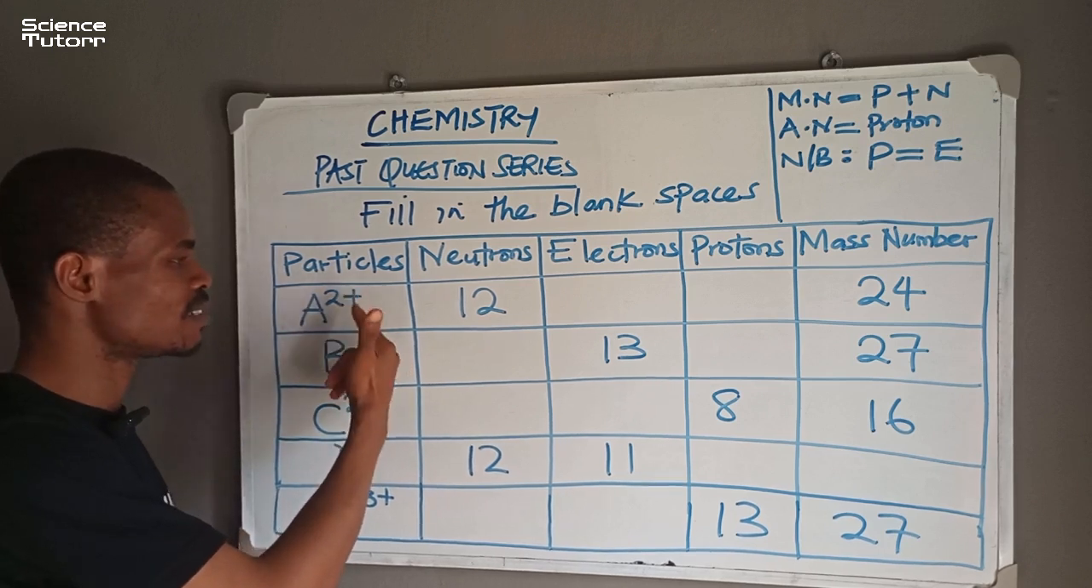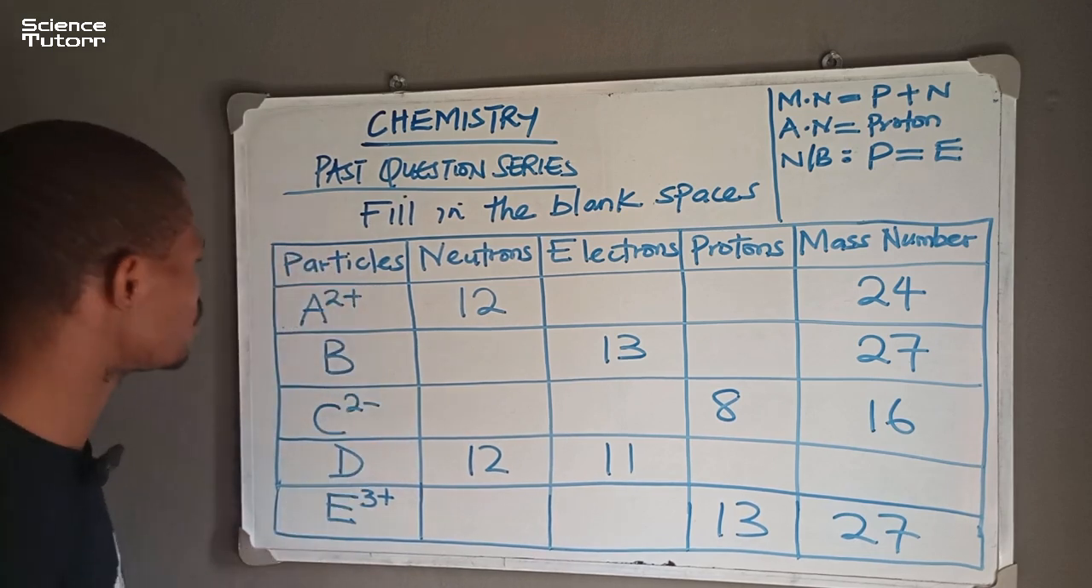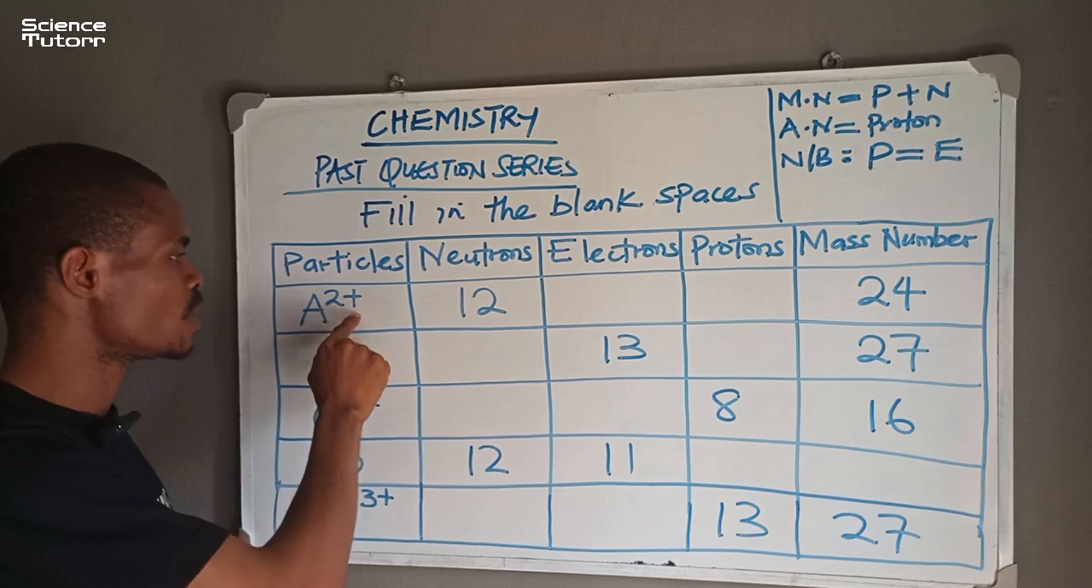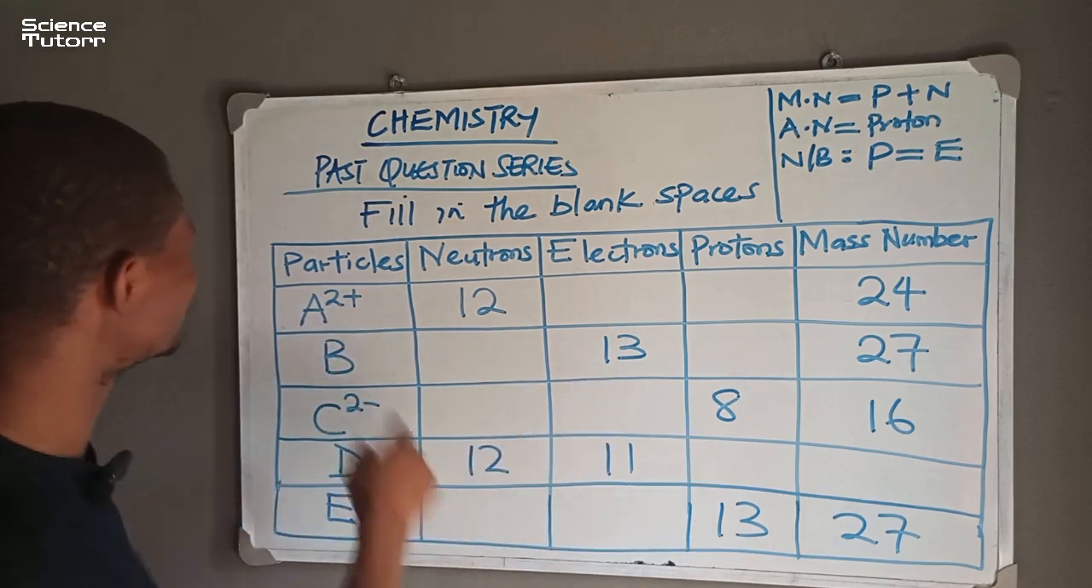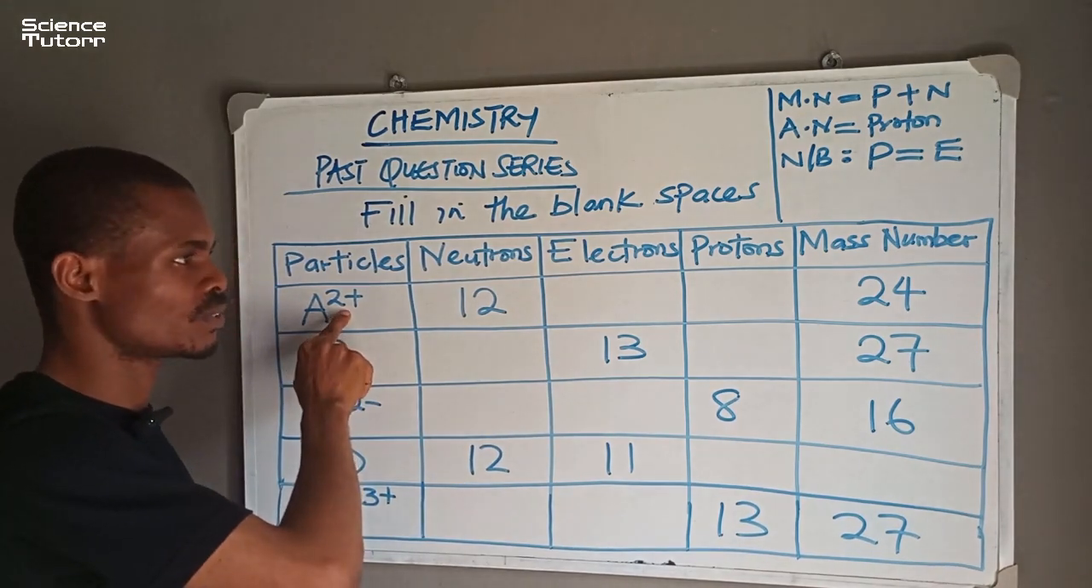It means it is charged. It has either lost or gained electrons. In this case, it is showing a +2. That means it donates electrons. It has given out 2 of its electrons.